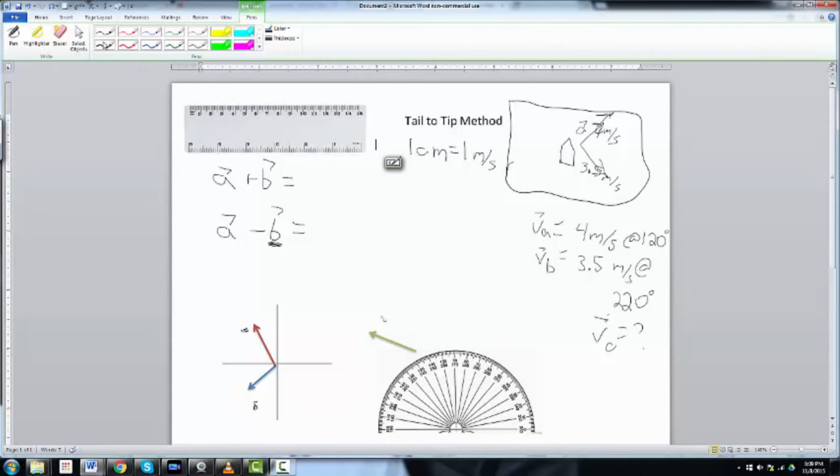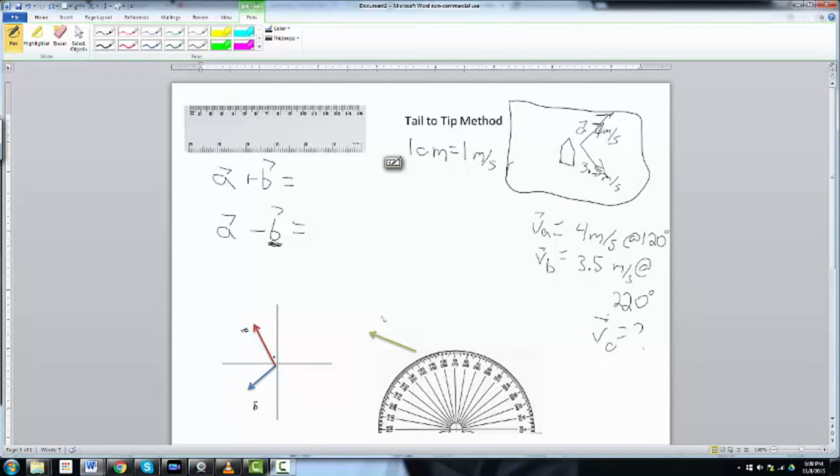All right, let's try a more challenging problem. Let's say you have 2 different vectors and they're moving in 2 different dimensions, 2 completely different directions. So let's say your boat is going 4 meters per second at 120 degrees. So that 120 degrees is more like this way, okay.